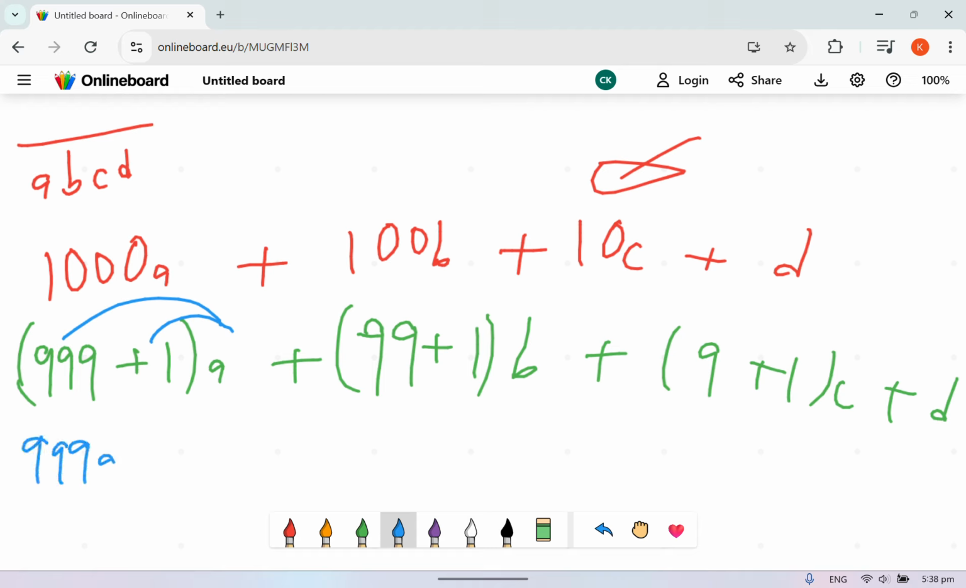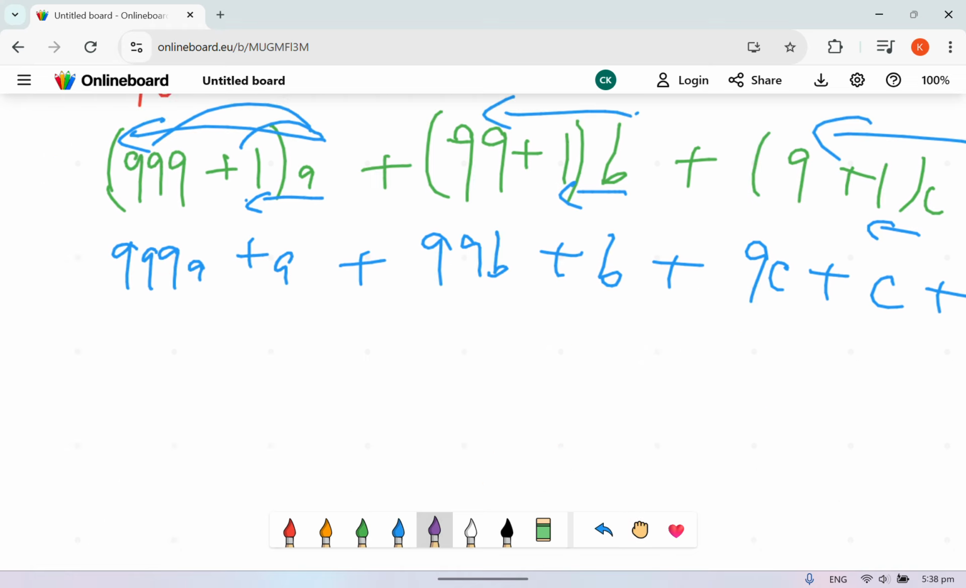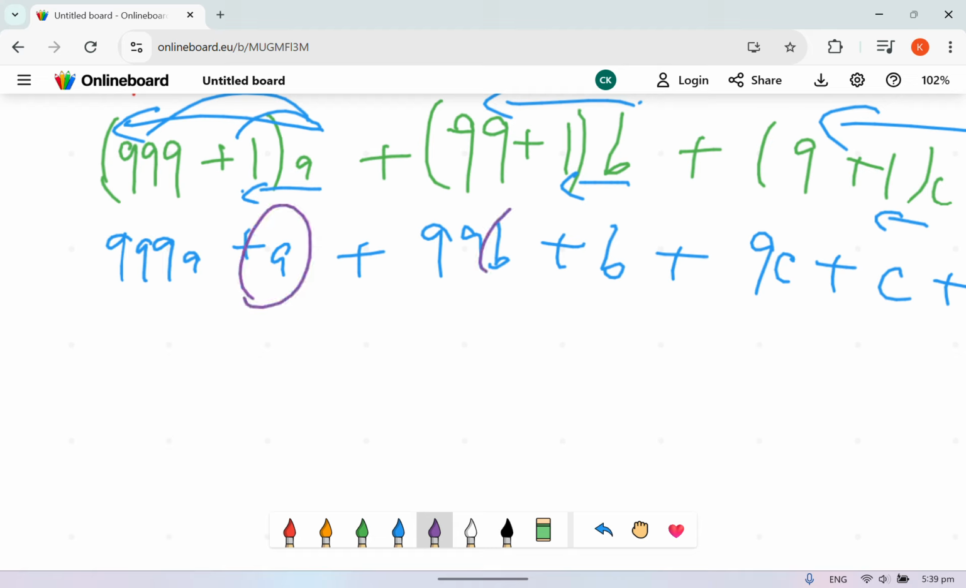So it'll be 999A plus A, 99B plus B, 9C plus C and D. Why? A times 1 and also A times 999. B times 1 and B times 99. C times 1 and C times 9. Okay, now this, sorry, this, and this.